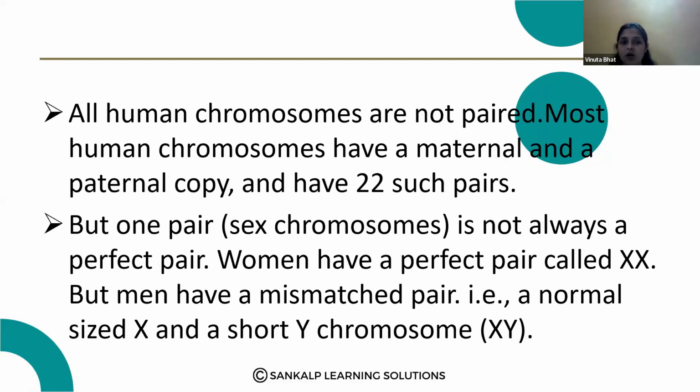Here, all human chromosomes are not paired. Most human chromosomes have maternal and paternal copy and have 22 such pairs. But one pair is not always a perfect pair. Women have a perfect pair, XX chromosomes, but men have a mismatched pair, that is X with the Y, the short chromosome, X with the Y chromosome.